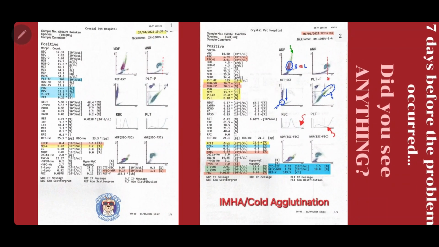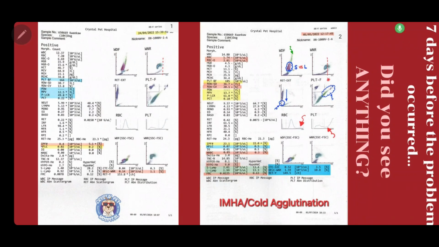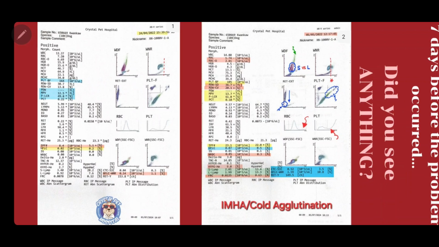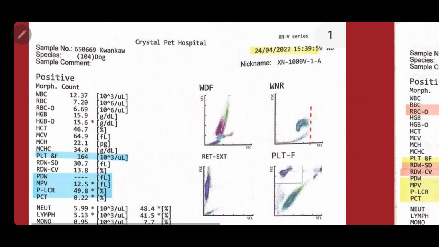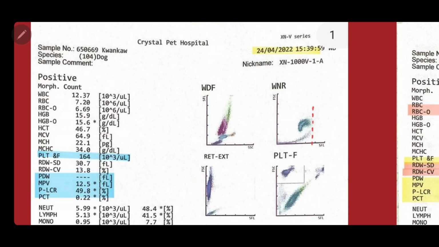Before learning about IMHA, let's review blood test interpretation. Starting from 7 days before the occurrence of IMHA, let's take a look. The first thing we will see in a normal condition in animals is the WNR section. Here, there is a lower line on the horizontal axis labeled 1, 2, 3, 4, 5. Normally, in healthy animals, white blood cells do not exceed the 3.5 mark.